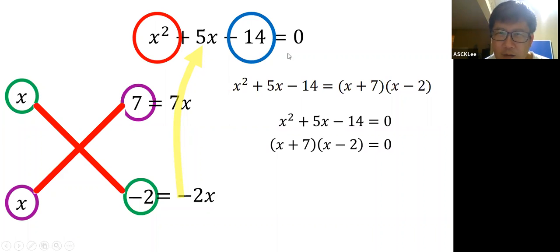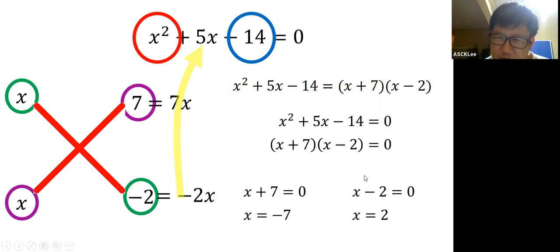So get back to your question and replace your left side with your factors, and apply, as usual, the zero product property. So x plus 7 equals 0, x equals minus 7; x minus 2 equals 0, x equals 2. Now at this point, you must realize that the two most important factors of your quadratic expression here are x squared.